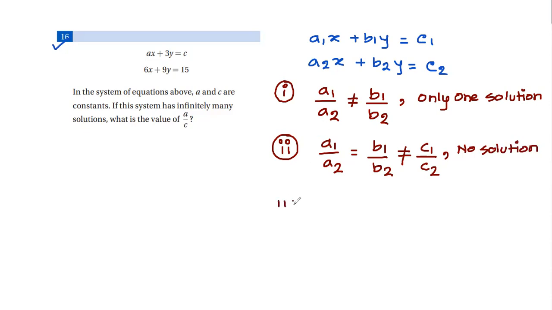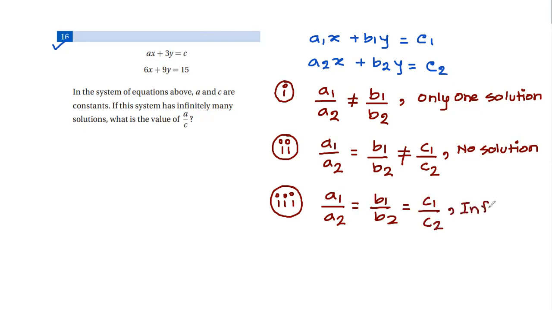And the third case: if all three ratios, the ratio of x coefficients, the ratio of y coefficients, and the ratio of the constant terms, are all equal, then it has infinitely many solutions. Okay.